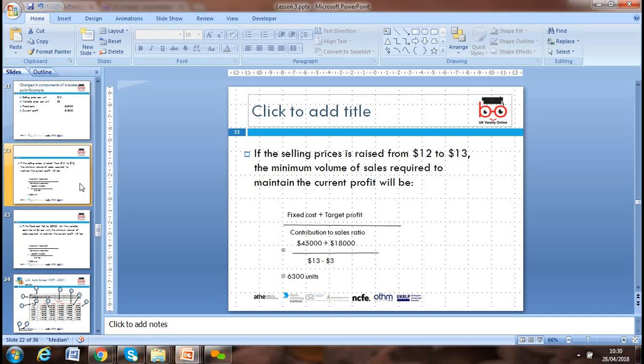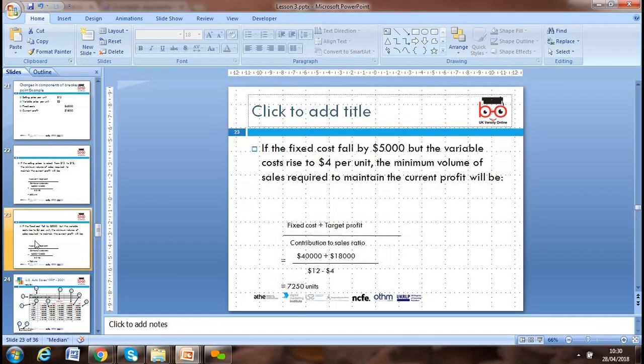So fixed cost is 45 plus target profit. Now we have raised the selling price to 13, but of course the variable cost stays the same. So we need to sell 63,000 units to break even. Any question? Instead of 7,000 units to earn the same profit? So a 1 pound price increase or decrease makes a huge difference.